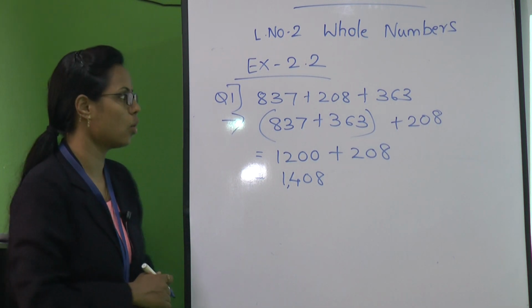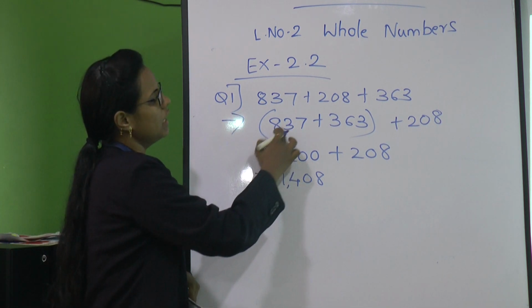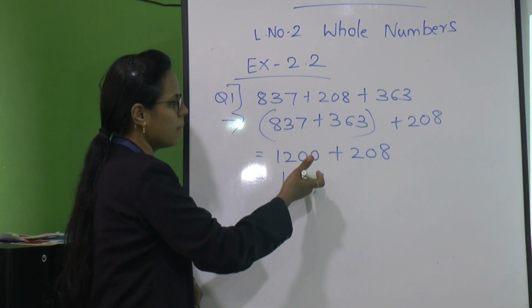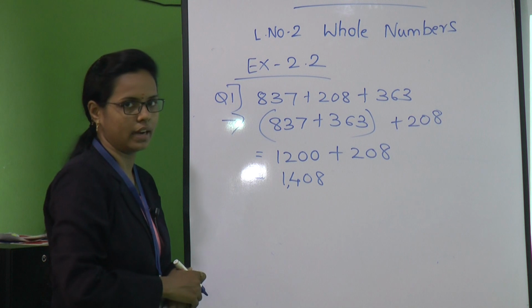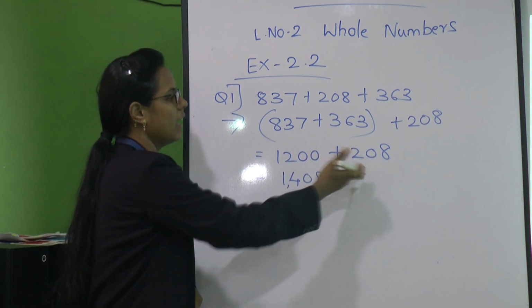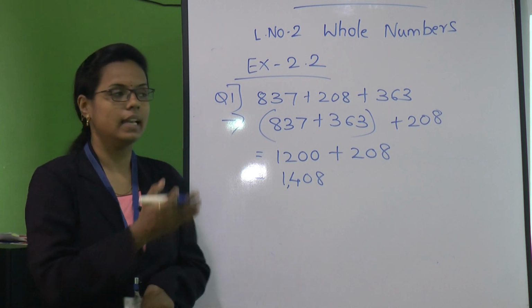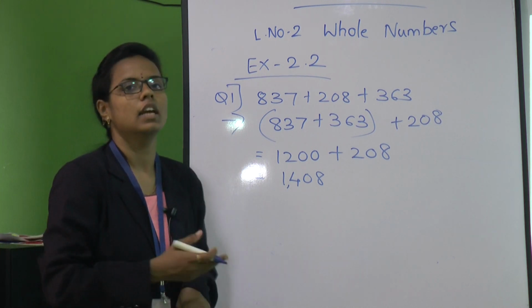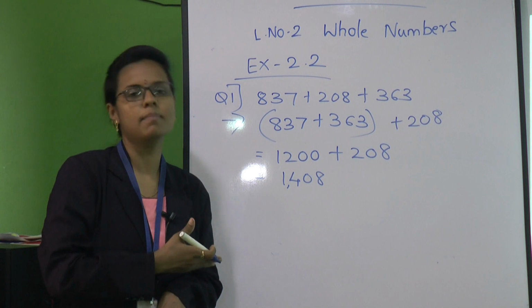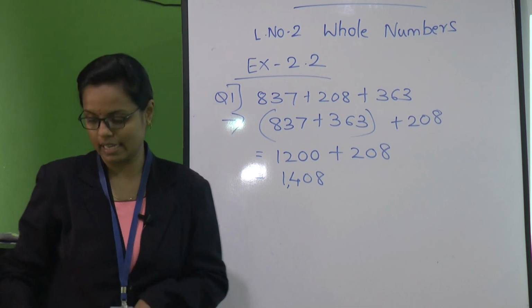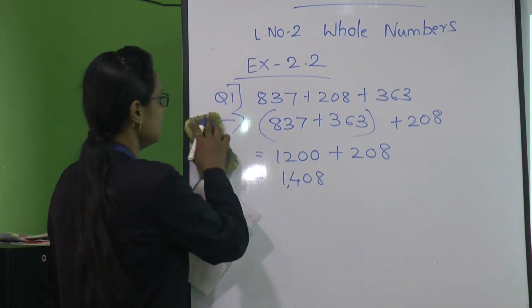Why have we done so? Because it's easy to add these two numbers, we get the addition 1200 and 1200 can be easily added to 208. So in this way we do the rearrangement of numbers in order to get the sum of the particular number easily. Let us solve one more example.